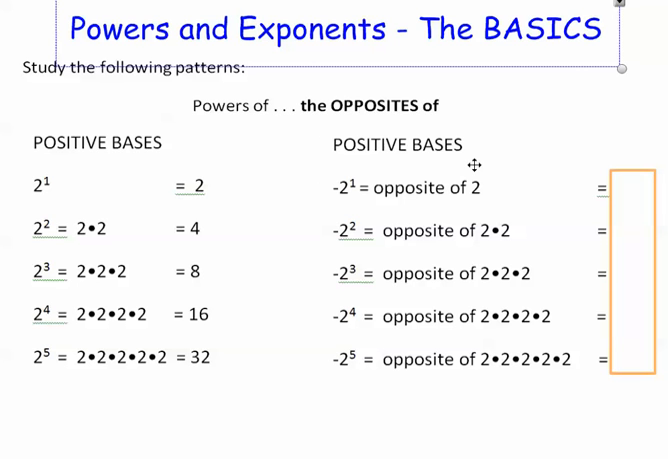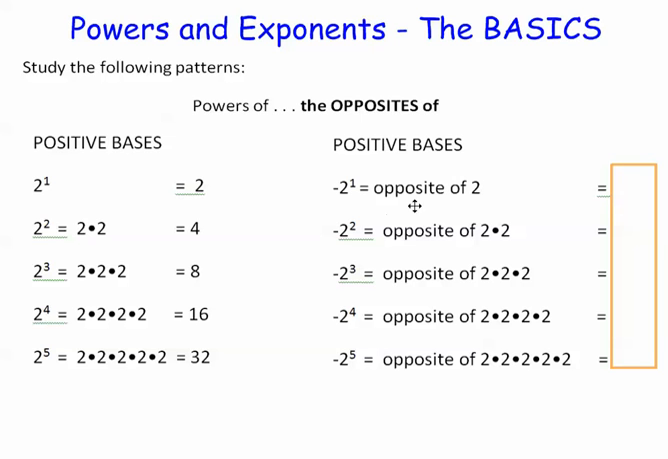Now let's look at the difference between the powers of the opposites of positive bases. I have 2 to the first power. I have the opposite of 2 to the first power. I have 2 squared. I have the opposite of 2 squared. 2 cubed, the opposite of 2 cubed. If you can think of the negative sign in front of your number as the opposite, you will be on the right track.